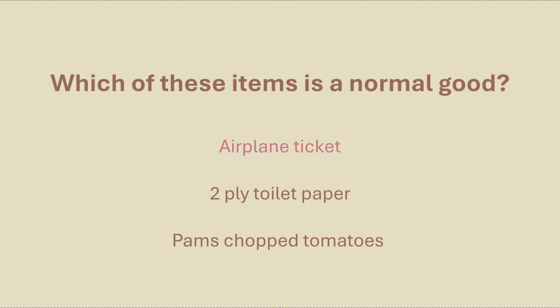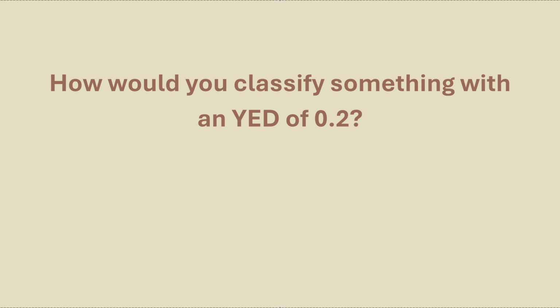The answer is an aeroplane ticket. It's something that people want to buy more of when they become richer. Thin toilet paper and canned veggies are things that you'd probably buy less of instead. How would you classify something with a YED of 0.2?